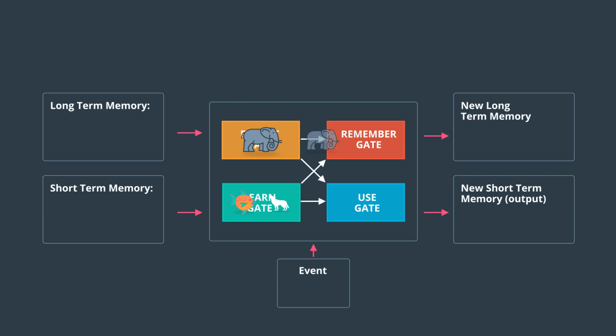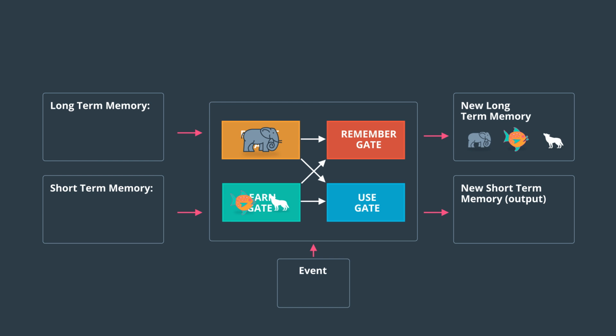Now the long-term memory that we haven't forgotten yet, plus the new information that we've learned, get joined together in the remember gate. This gate puts these two together, and since it's called remember gate, what it does is it outputs an updated long-term memory. So this is what we'll remember for the future.